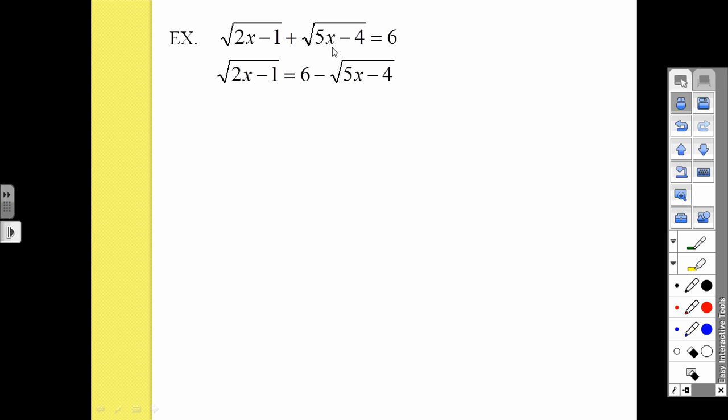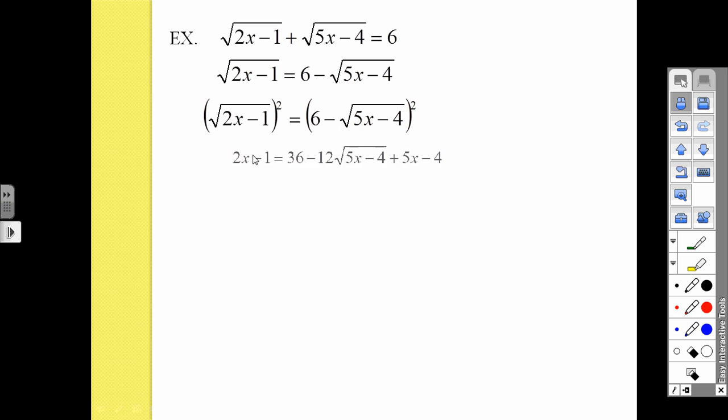I move the radical 5x minus 4 to the other side, and now I am going to raise both sides, the entire quantity of both sides, to the power of 2. And that's why I put parentheses around this, because I need to think of this as something that I would FOIL to get. I can't just square this and square that. It'd be lovely if we could, but not so much.